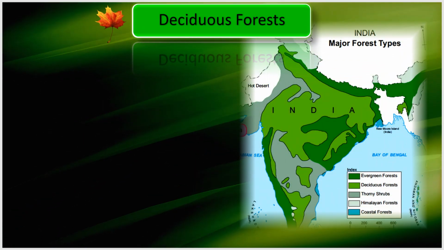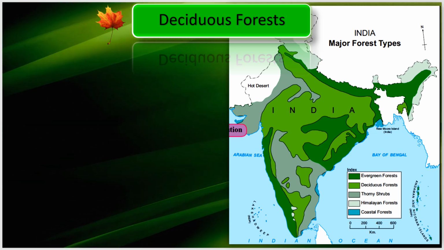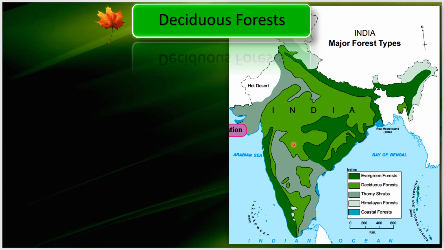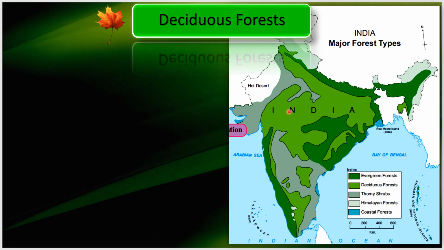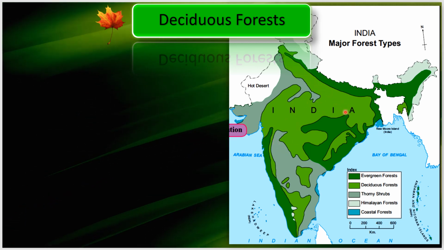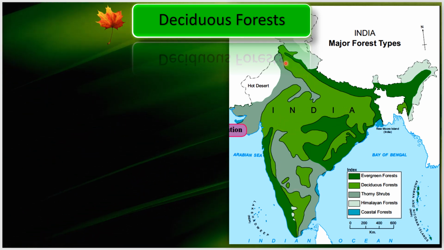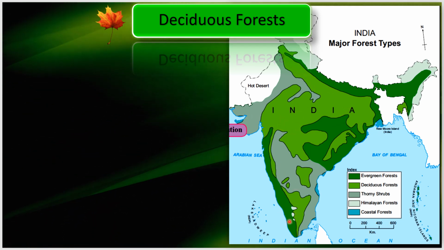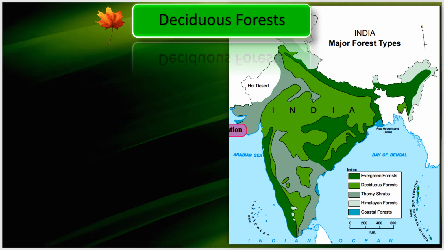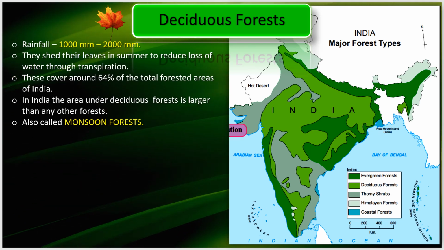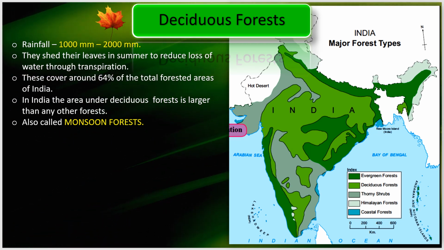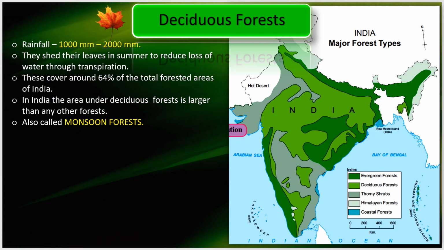Due to variations in rainfall, the second type of forest found in India is the deciduous forest. Now, observe this colored map carefully. The area which is colored in green is occupied by deciduous forest. So if you see, major part of India is covered by deciduous forest. Now, they are seen in areas which receive 1000 millimeter to 2000 millimeters of rainfall.